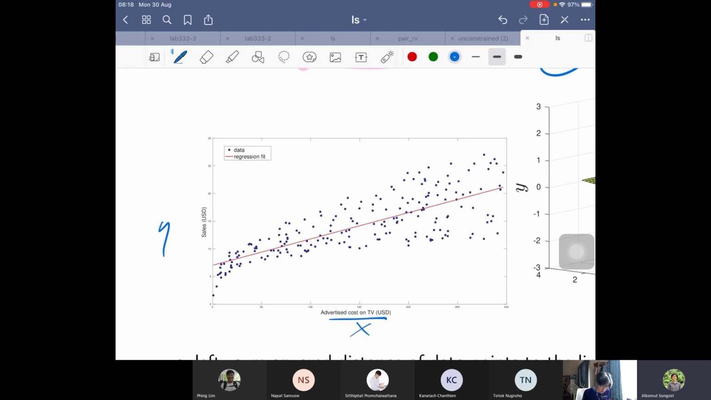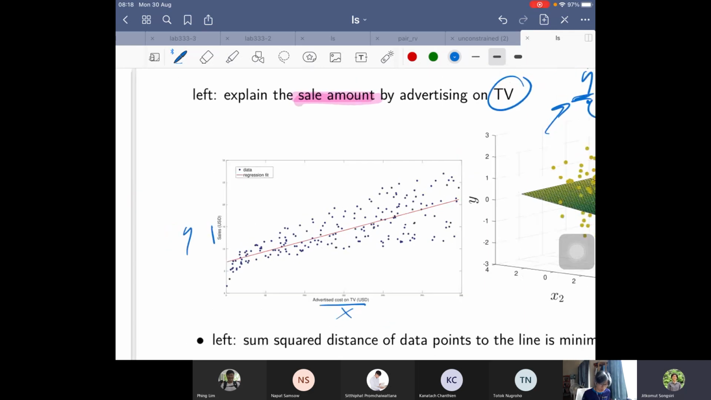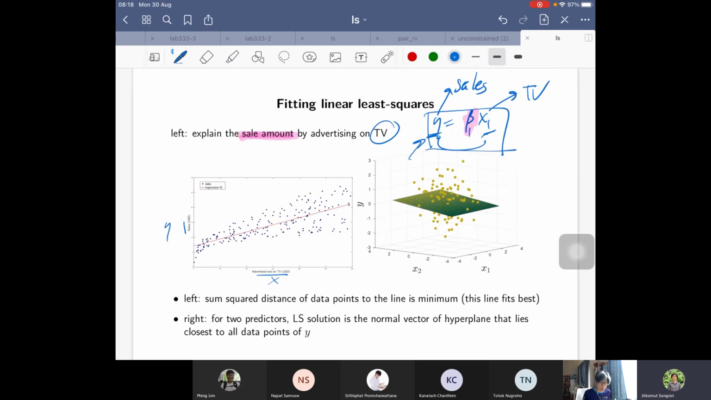X is advertising cost on TV, Y is the sales. The blue dots are data sets. The red line is a regression fit. The regression fit is given by a linear equation, so it's going to be a straight line. In this fit, I also put beta 0, which is called the intercept term. It's a constant, which is very common in applications as well. So this is the amount of the intercept term.